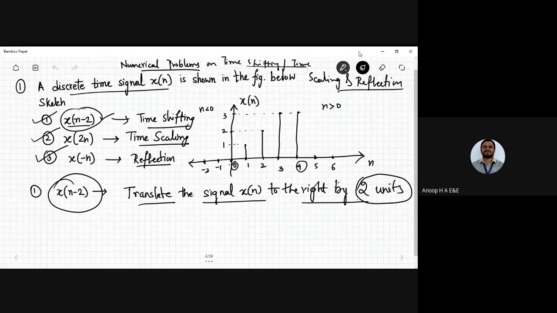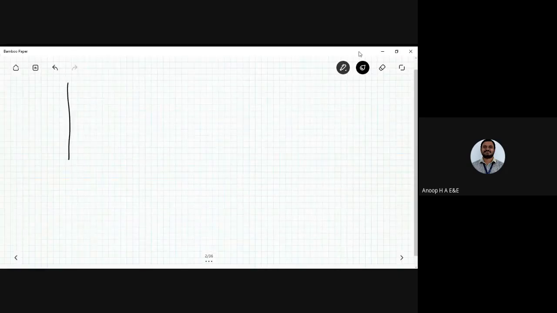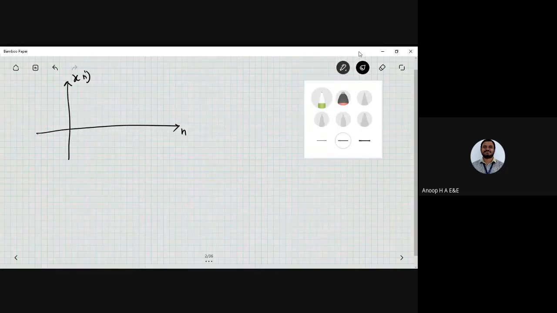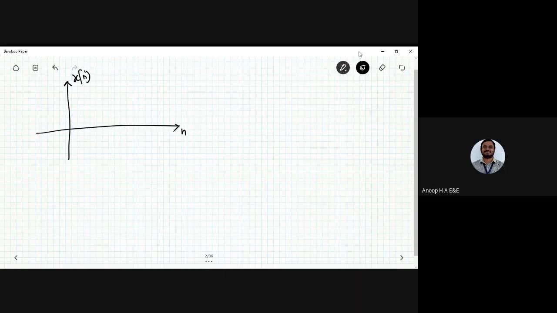I'll write down here again. What it means here is, you have a signal x of n like this. So this is 0. We're going to have 0 and minus 1. This is minus 2. Again, both the values are 0 there. And this is 1, this is 2, this is 3, 4, 5, and this one is 6.